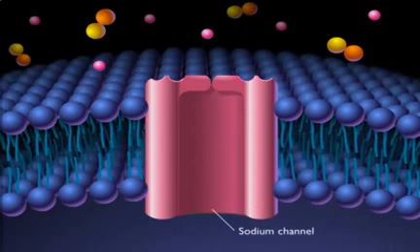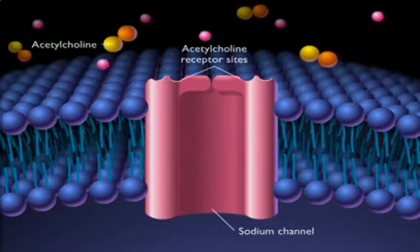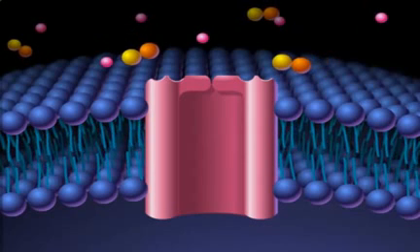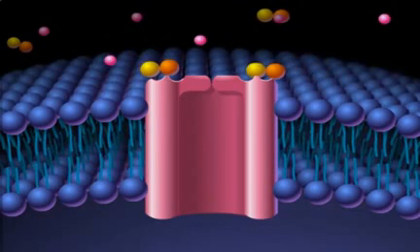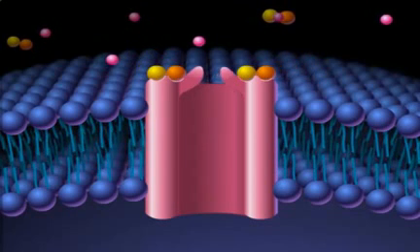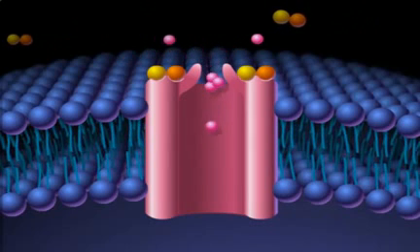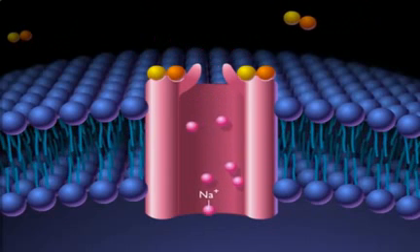The sodium channel has receptor sites for a ligand, acetylcholine. When the receptor sites are not occupied by acetylcholine, the sodium channel remains closed. When acetylcholine binds to its receptors, the channel opens. Therefore, the channel is called a ligand-gated ion channel. When the channel opens, sodium ions diffuse through and enter the cell.